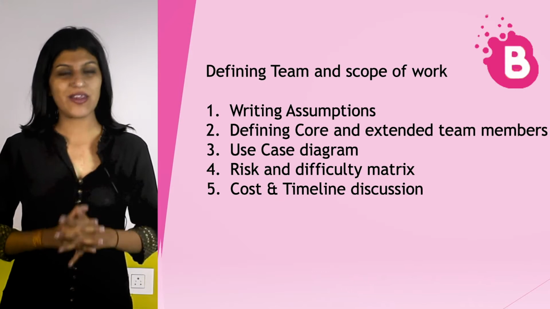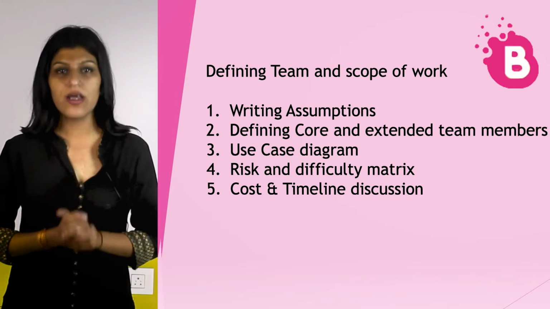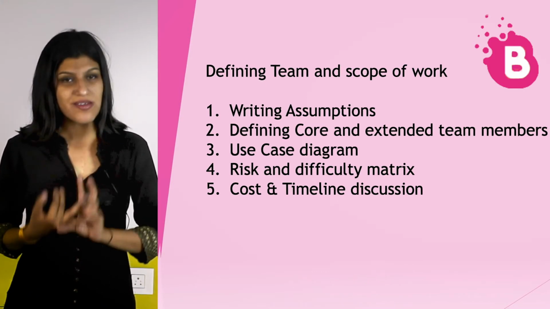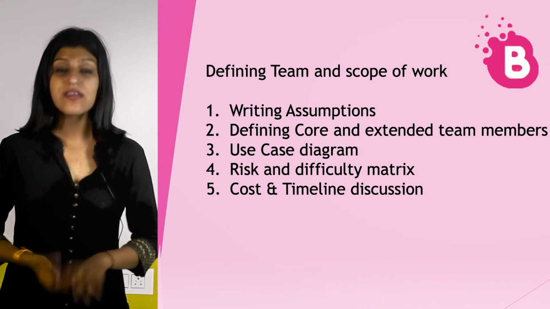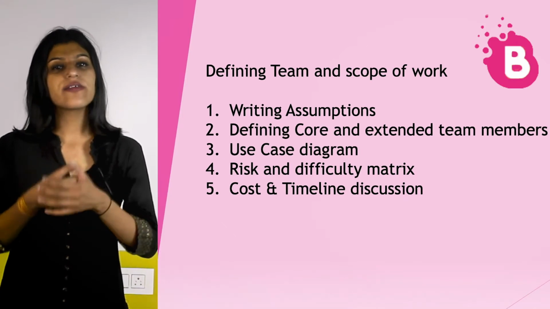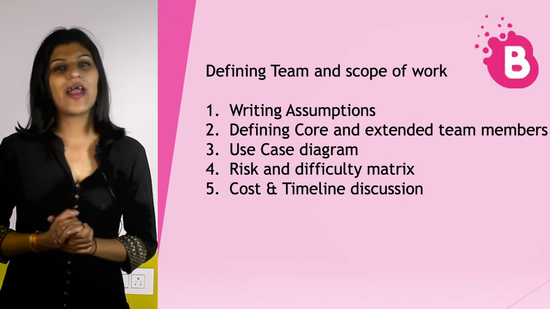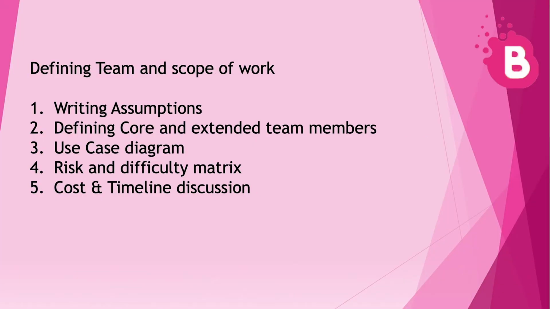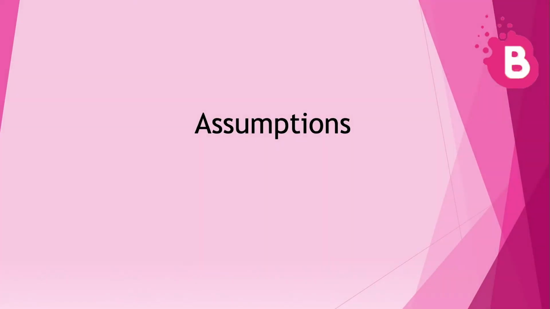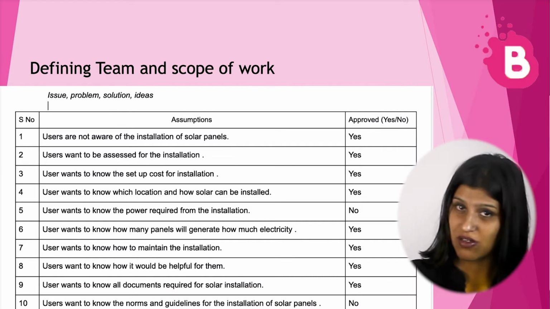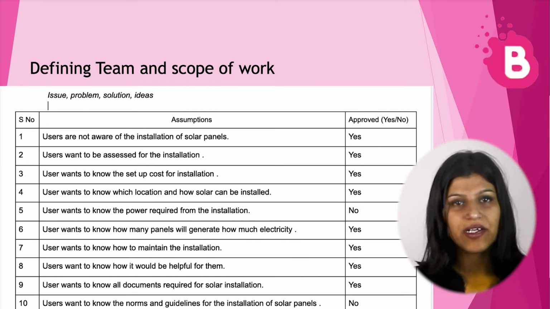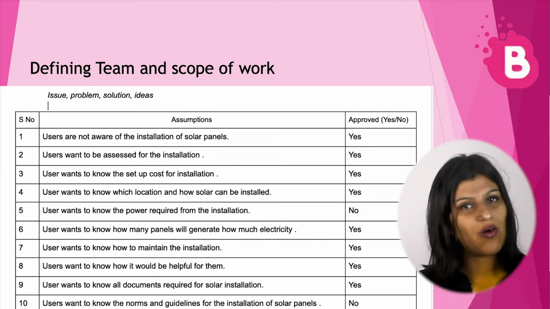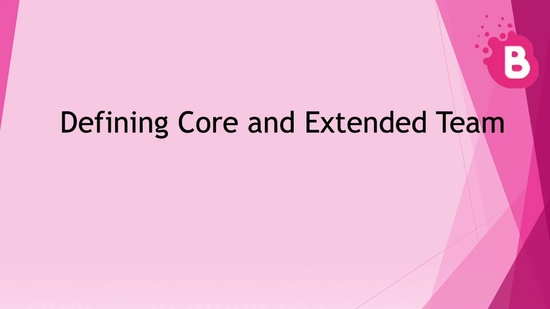Now, the first stage, that is defining team and scope of work. It consists of writing assumptions, defining core and extended team members, use case diagram, risk and difficulty matrix, cost and timeline discussion. Let's begin with assumptions. Here, we assume or we define the possible features of the users or clients regarding the project and start the process accordingly. After that, we decide the core team and extended team of a particular project.